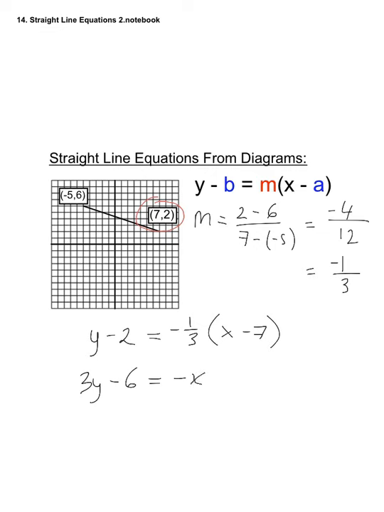Now, it says negative in the bracket, but because I'm multiplying through by a negative, that's going to change to a positive 7. Final part of this, add on 6 on both sides. I get 3y is equal to negative x plus 13. And if I divide by 3 on both sides, I get that y is equal to negative 1/3 x plus 13 over 3.